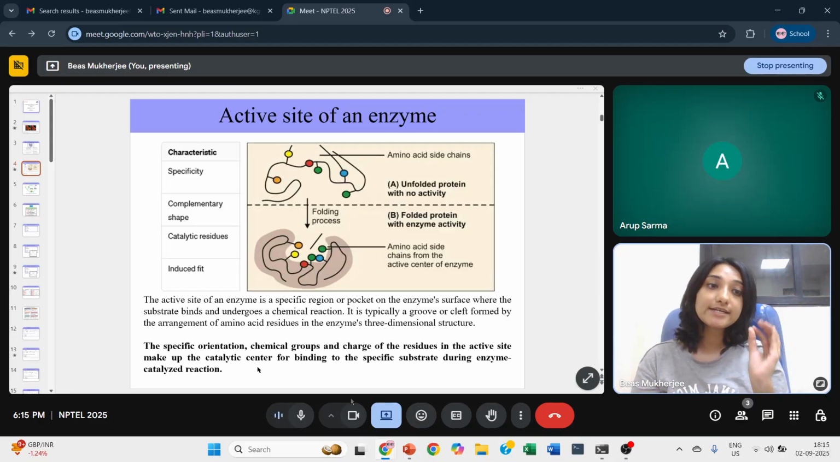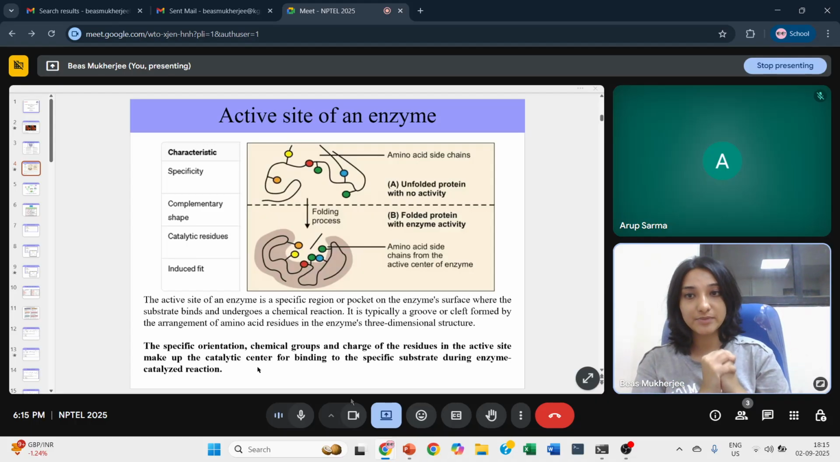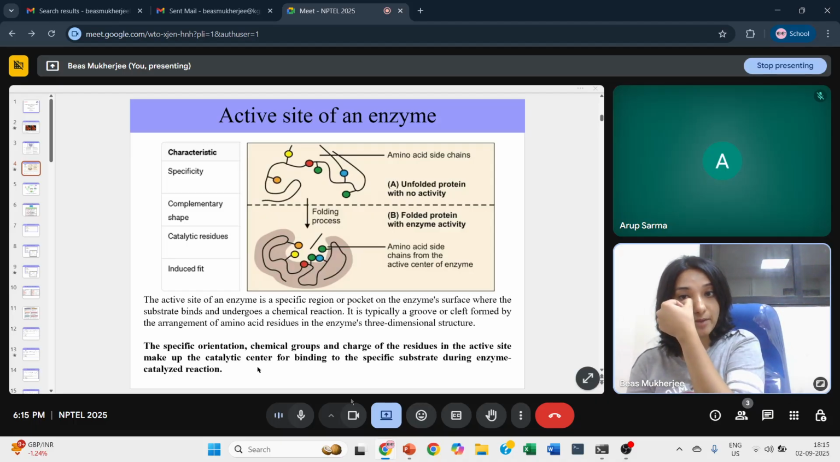Next thing is the catalytic residues. Now catalytic residues will have chemical groups on them which will be oppositely charged compared to the substrate, so that binding is feasible. Then induced fit. So what happens in induced fit?